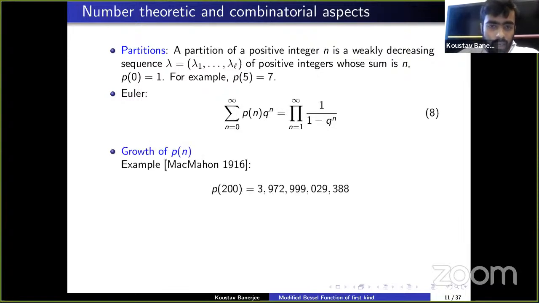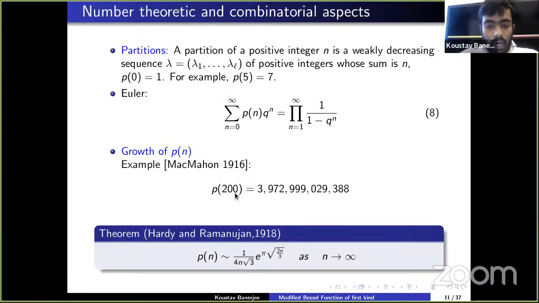So today, the partition function has several combinatorial features and it has nice congruence properties, as we have seen since Ramanujan. But today, since we talk about asymptotics, we want to know the growth of p(n). So MacMahon computed in 1916 p(200), this huge number. And 2 years later, Hardy and Ramanujan had a monumental breakthrough. They showed that p(n) is asymptotic to 1 over 4n square root of 3 times e to the power pi times square root of 2n over 3 as n tends to infinity.